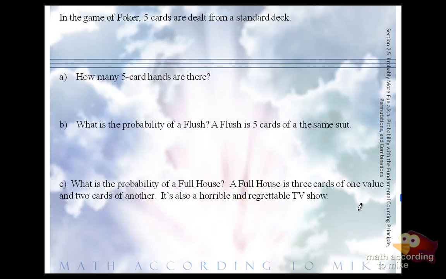All right. Part A, how many 5-card hands are there? Well, this is a counting question. Probability does not appear. It's a counting problem. So this is a 2.1 through 2.3. Where does this fit? In what section? 2.1 would be really hard.